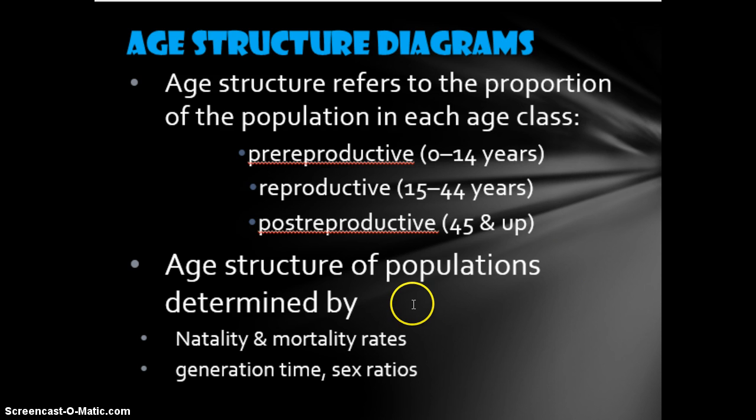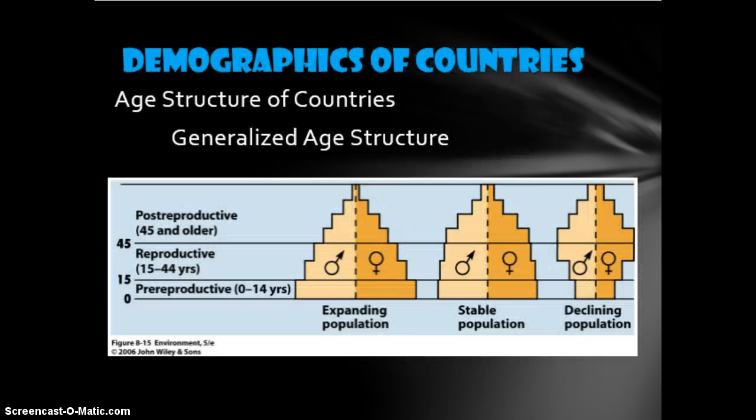And then the age structure of populations, all of these different things, and how many people are in each of these different categories, that gets determined by a couple different things: the natality or the birth rate, the mortality or the death rate, how long it takes to go through a generation, and also the sex ratios in the populations, because you're going to find that you don't always have an equal number of males and females.